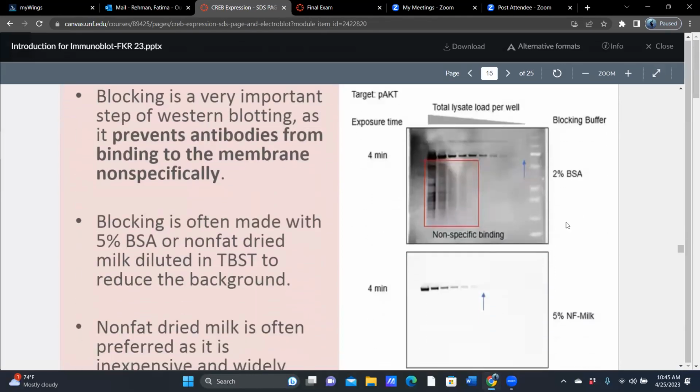So here, again, there are different ways we can block, but that's not something we've talked about too much. So don't think about the 2% and 5%, just think about no block and block. So you see the difference between when you did not block versus when you block appropriately. So if you see a lot of background noise, one of the reasons that can happen is because you did not block, or you didn't block sufficiently at least.